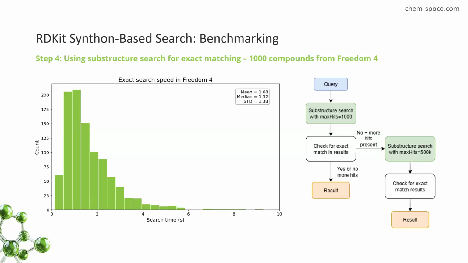But then if we see that there are more hits available and we still haven't found our exact match, the search falls into the deep search, which increases the number of hits that are explored by the algorithm. And then we can check more thoroughly if it is present.